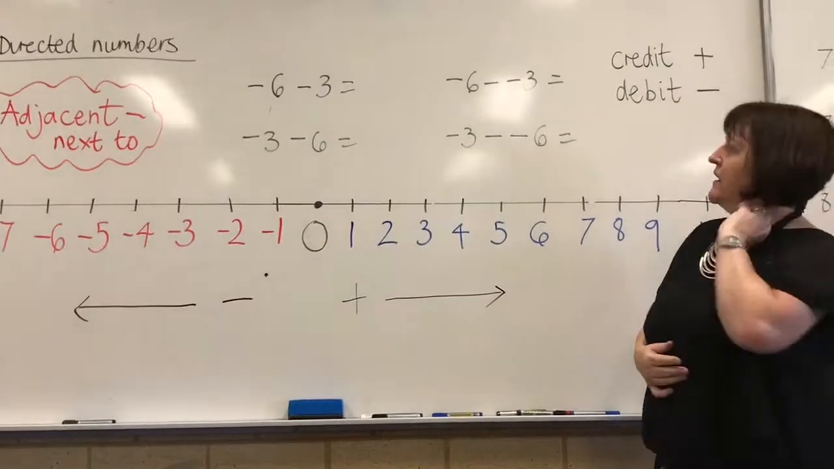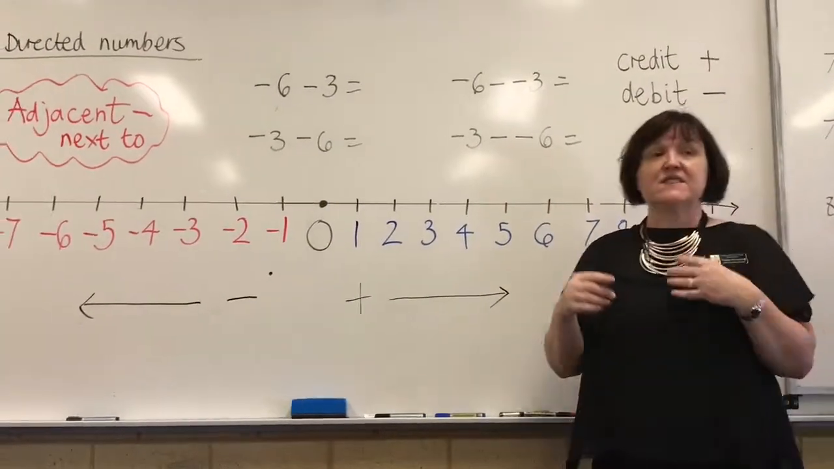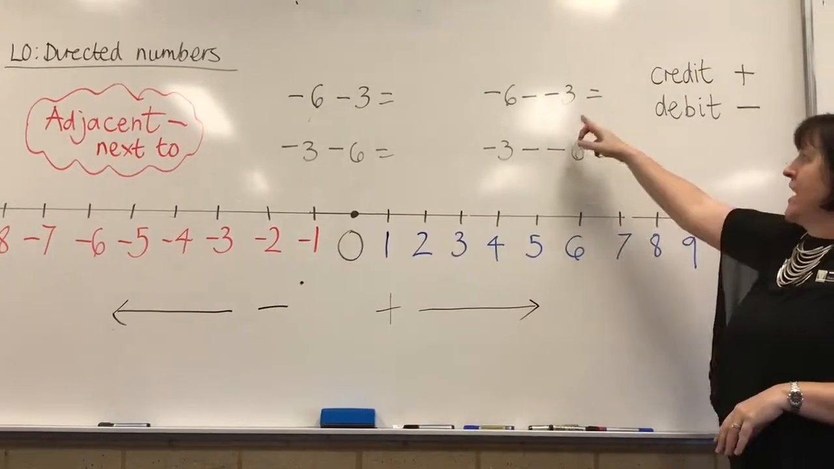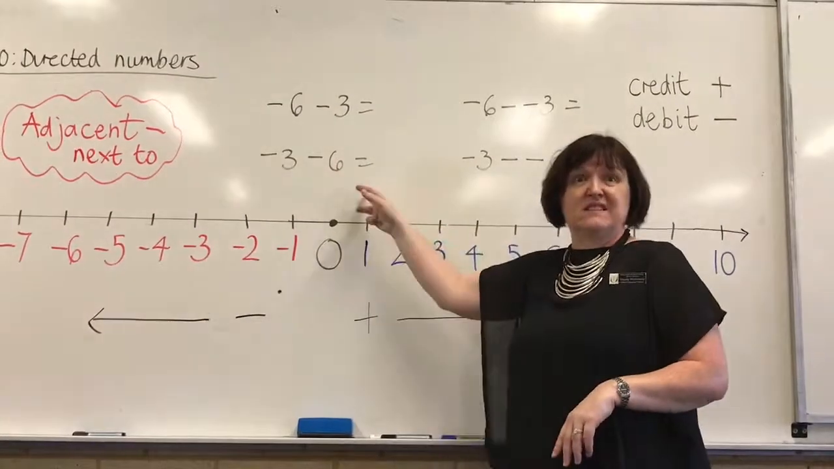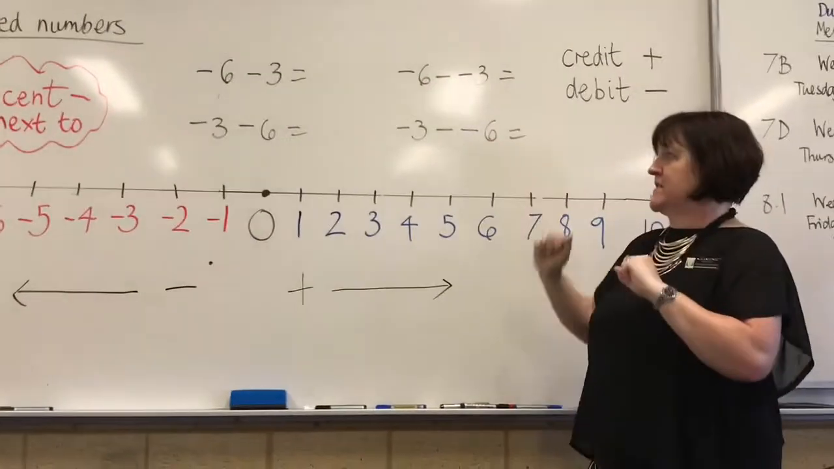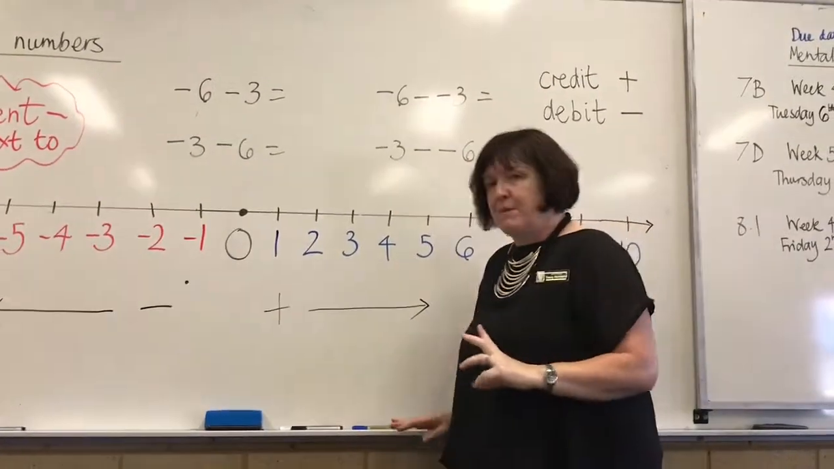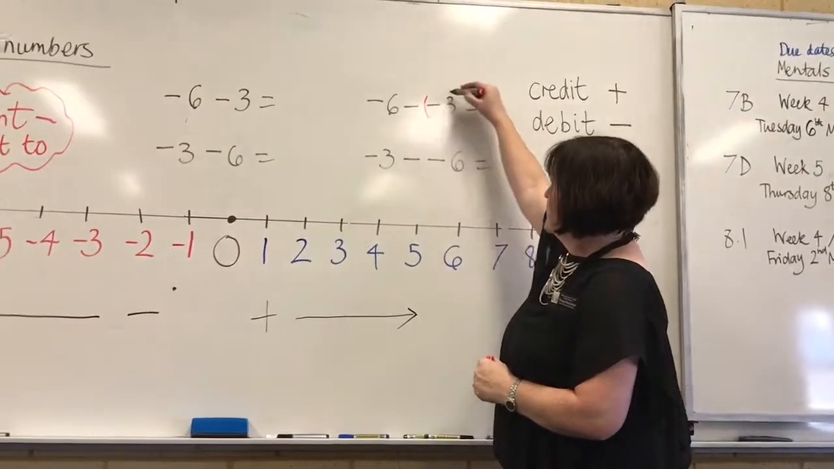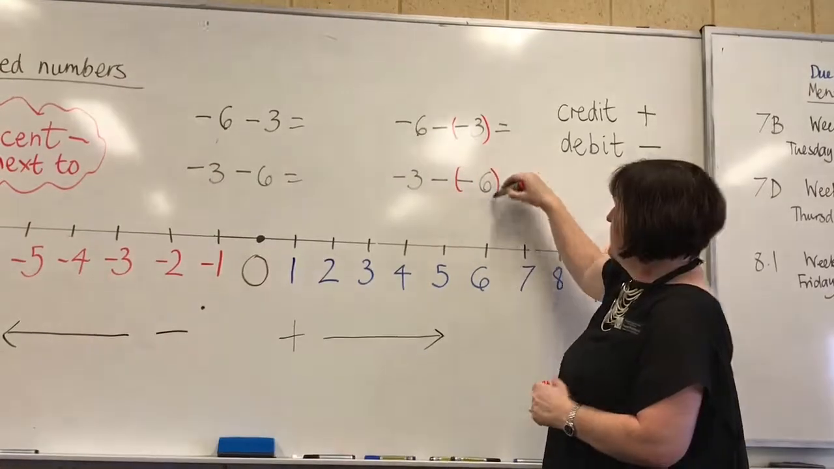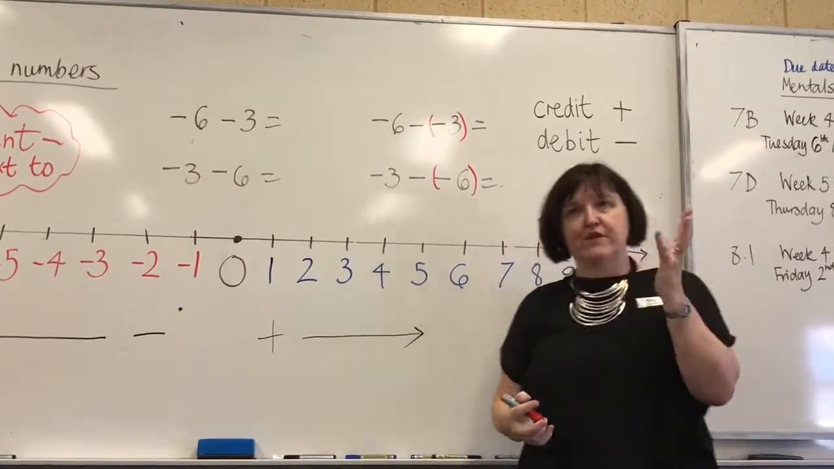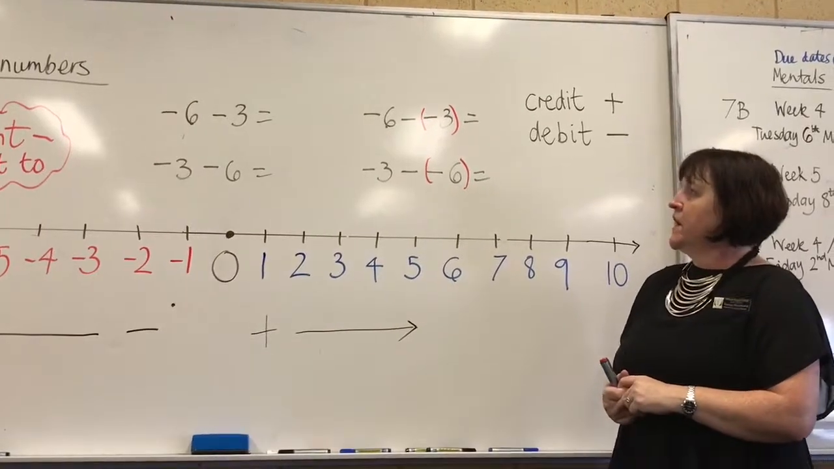Negative 3, take 3. Negative 6, take 3. Negative 6, take negative 3. Subtract negative 3. Negative 3, take 6, or subtract 6. Negative 3, subtract negative 6. Now, would it make it easier if we put the brackets like that to show that the negative belongs to the number? Would that make it easier? If you think it does, put them in.